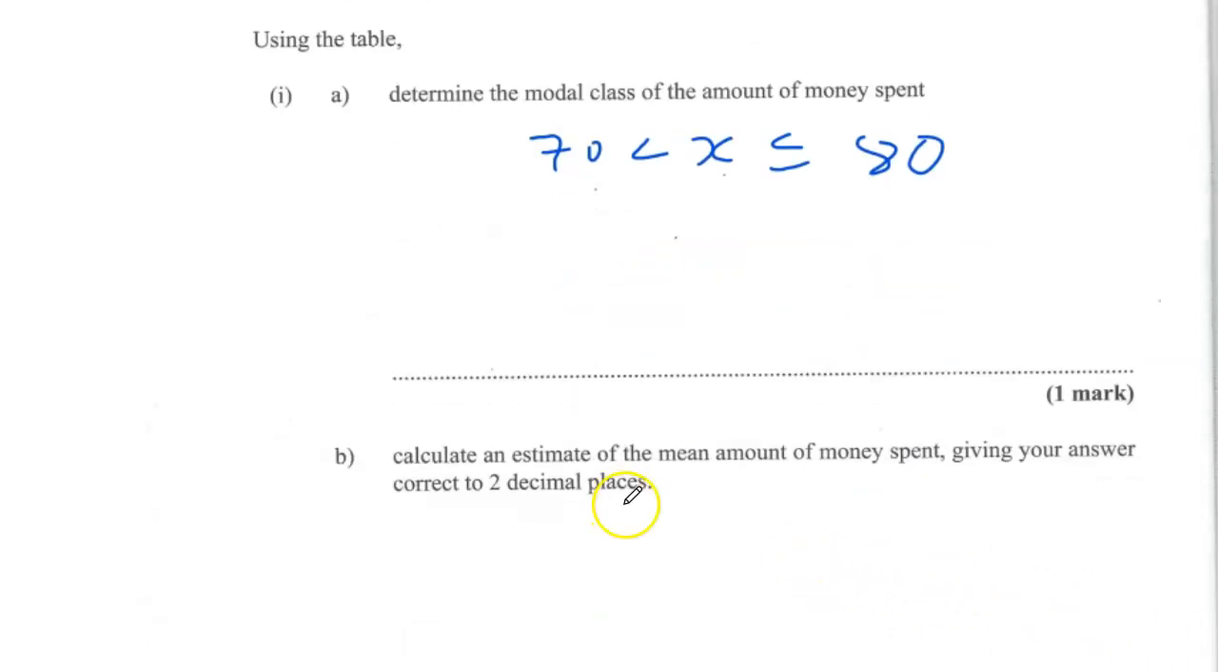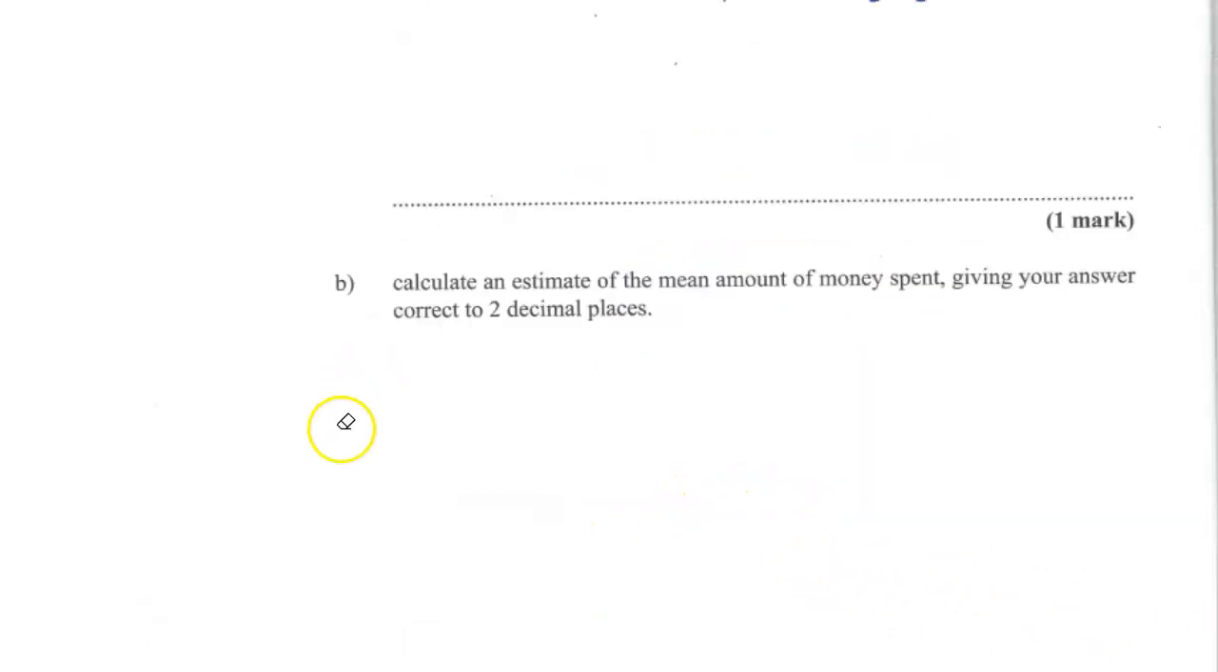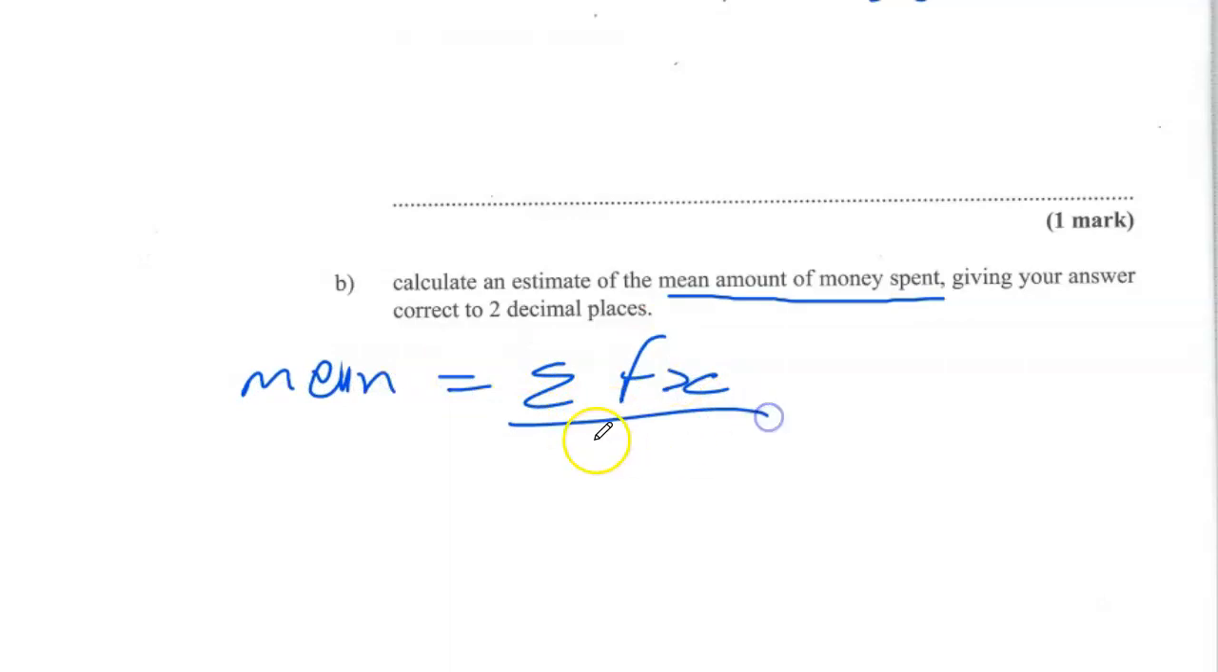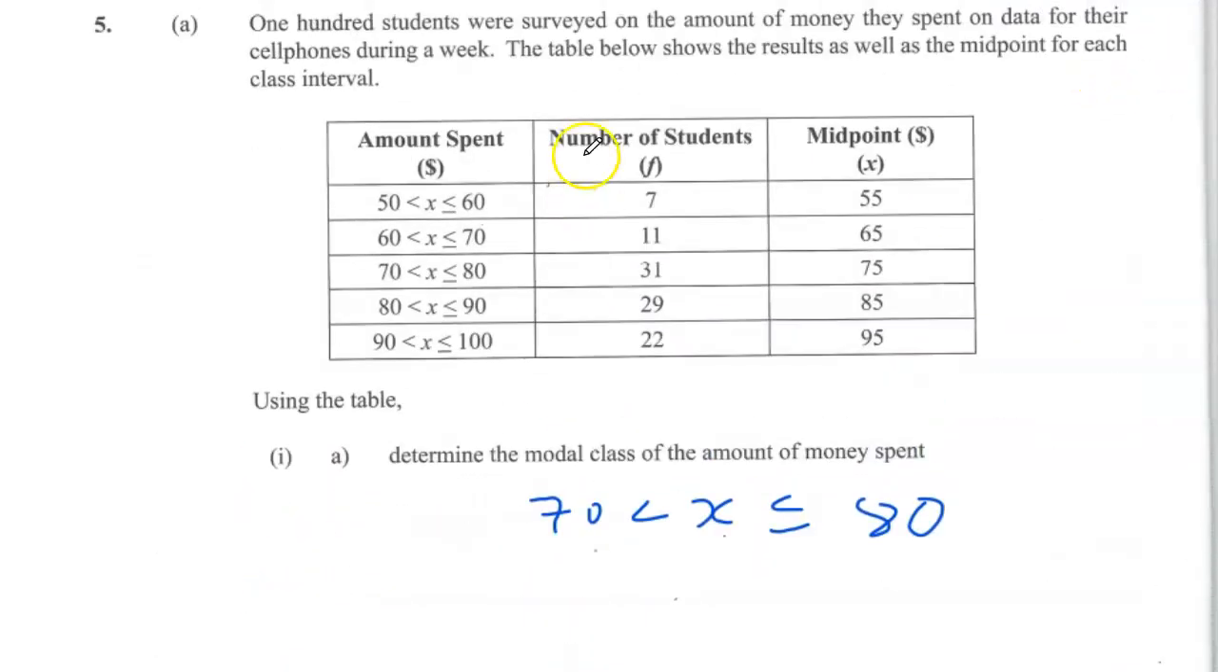Part B, calculate an estimate of the mean amount. Now in part B, we are asked to find the mean amount of money spent, and the formula for the mean is the sum of fx upon the sum of f, or you could replace the sum of f with n, the total number of students, right? So if you add all these values, you should get 100. So the sum of f, or n, is 100, which matches the information we're given: 100 students.